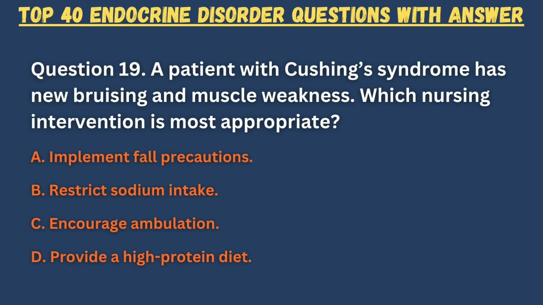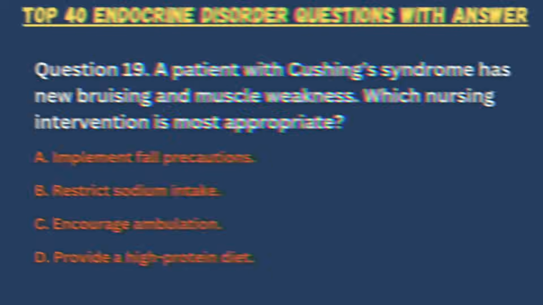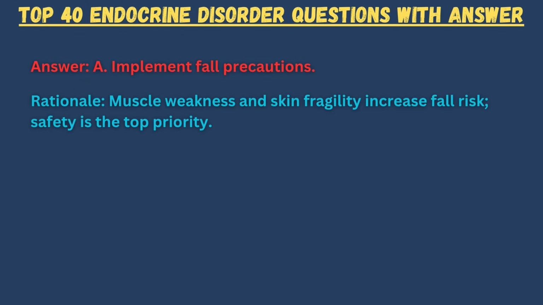Question 19. A patient with Cushing's syndrome has new bruising and muscle weakness. Which nursing intervention is most appropriate? A. Implement fall precautions. B. Restrict sodium intake. C. Encourage ambulation. D. Provide a high-protein diet. Answer. A. Implement fall precautions. Rationale. Muscle weakness and skin fragility increase fall risk. Safety is the top priority.